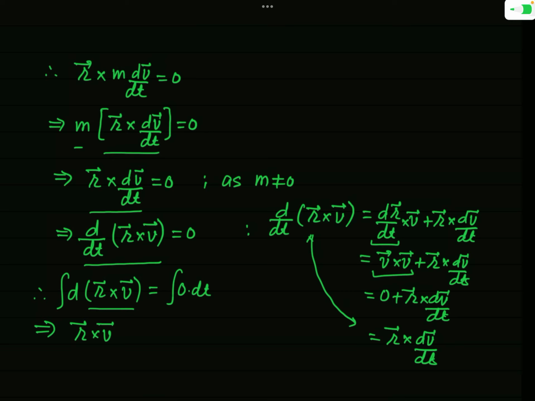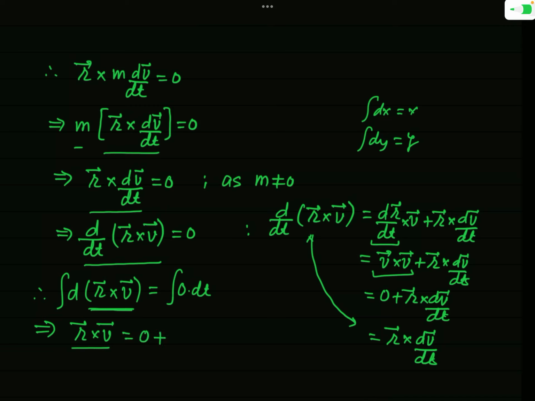Since integral and differential are operators that act in opposite manners, the integral cancels the differential operator. You know that the integral of dx is equal to x, and the integral of dy is equal to y, and so in place of x and y here there is R cross v. So the integral of the differential of R cross v is equal to R cross v. Okay, and this will be what?